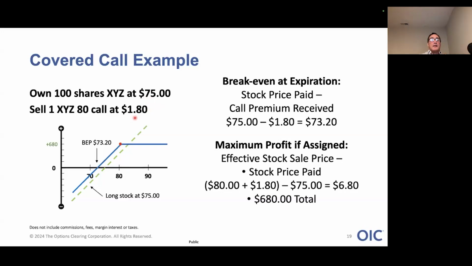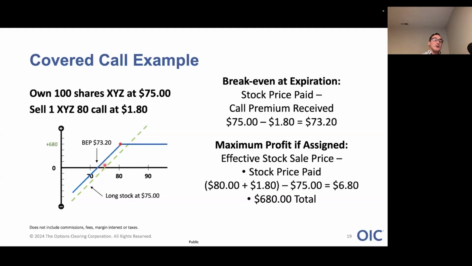At expiration, our 80 level call theoretically expires without value. We would keep $1.80 for a total profit of $680. But that is the most that we can make on this position, $680. So if all of a sudden the stock makes a huge move to the upside, goes to 90, we're still going to make $680, but we're going to forgo the opportunity between 80 and 90. So once again, by selling this 80 level call, we are effectively capping our upside.